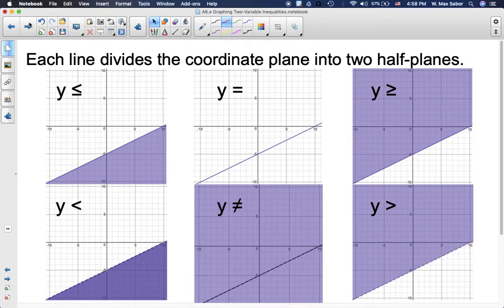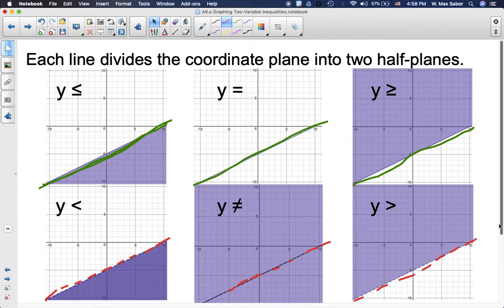Each line divides the coordinate plane into two half planes. So for y is less than or equal to, you see a solid line here, because those points make it true. And those points also make it true for y equals, and also for y is not equal to. But once you start seeing the less than, the not equal to, or the greater than, these three symbols all have dotted lines because those points on the line do not make the inequality true.